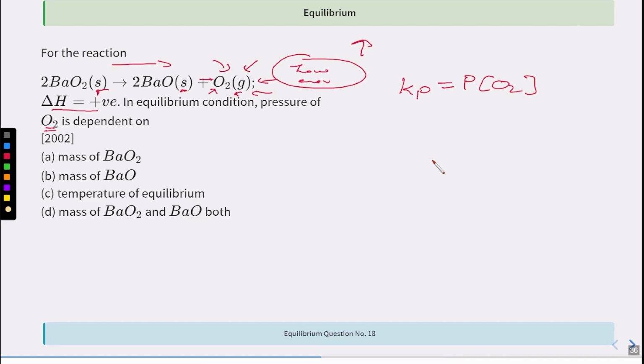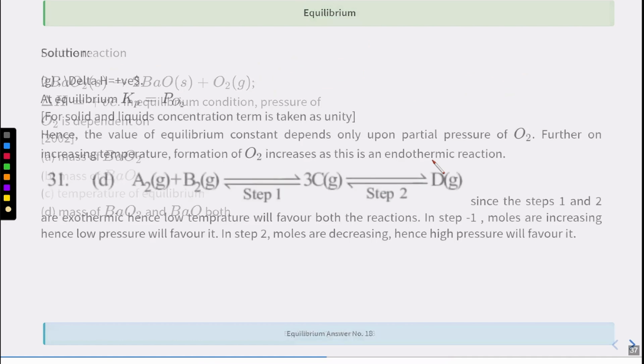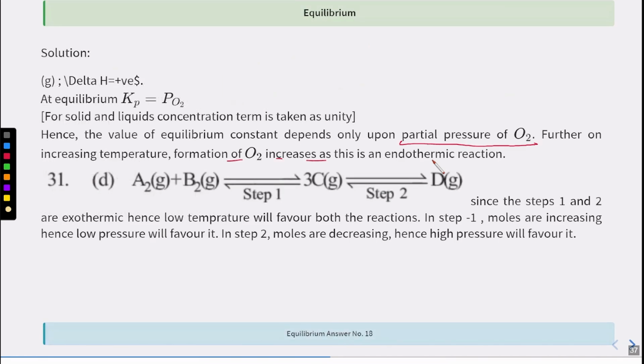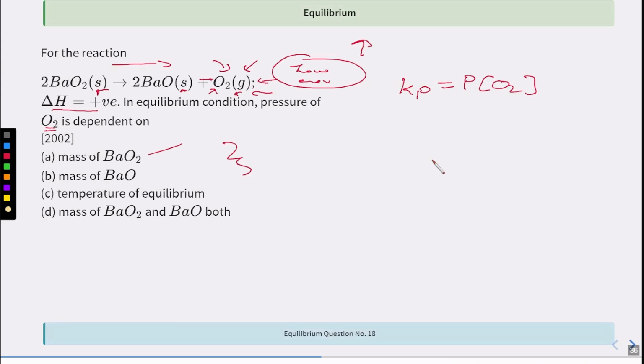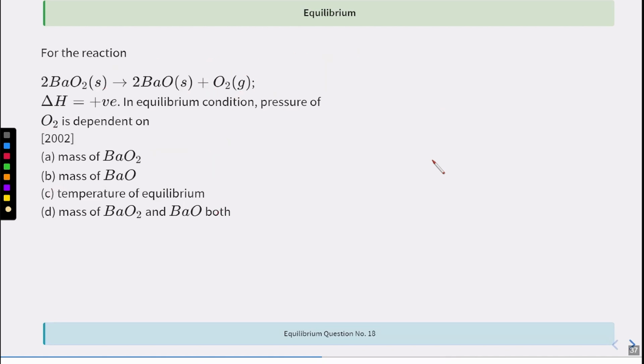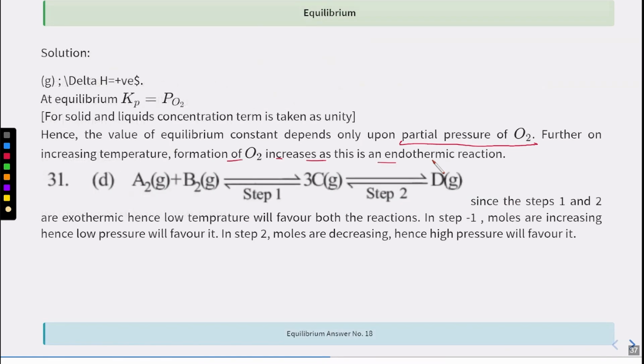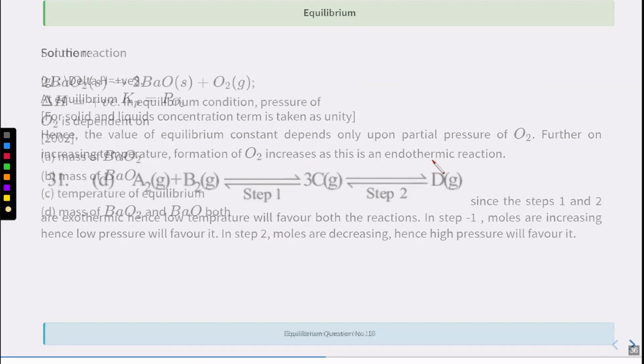That means you have to increase the temperature to increase the concentration of O2. That is literally what this entire reaction is telling. It's not dependent on the mass anywhere, because that is not even affecting our equilibrium. What is affecting it? The temperature. So that is option C. Quite a simple thing, right? They have complicated the definition a bit, but that works.